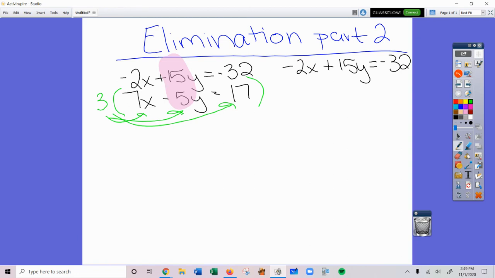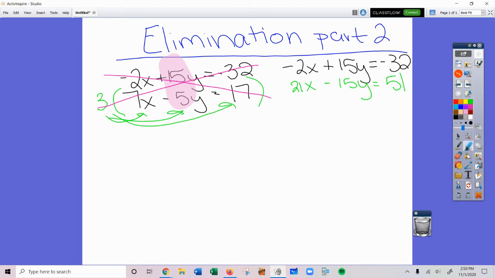So I'm going to take that 7 times 3, which gives me a 21x. I'm going to take that 5 times 3, minus 15y. And then I'm going to take that 17 times 3, which will give me a 51. Okay, and now I'm going to ignore this stuff over here, and focus on this new system setup that I have.